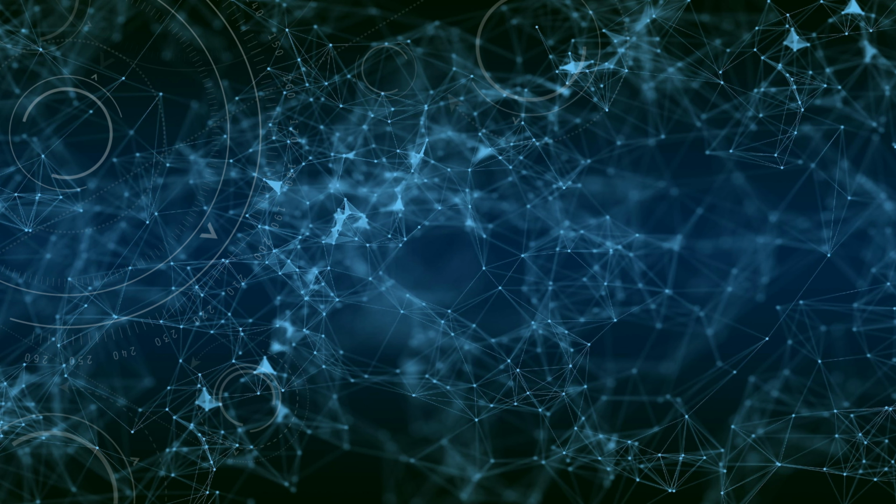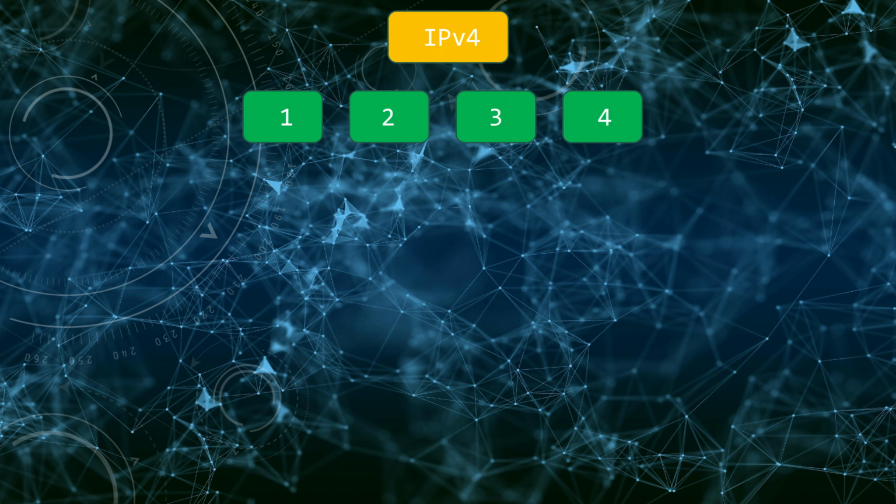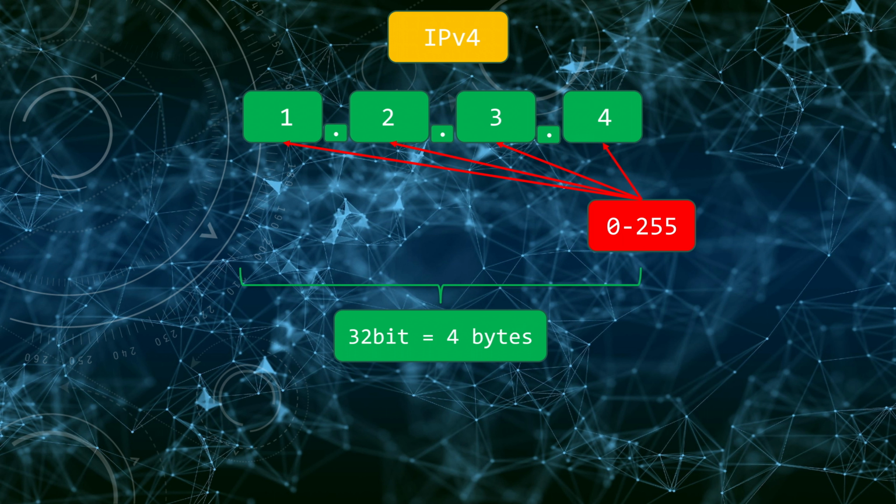First, I will introduce you to the IPv6 address format. The IPv4 address that you are used to is represented by 4 numbers ranging from 0 to 255, separated by dots. An IPv4 address is 32 bits long, that's 4 bytes.